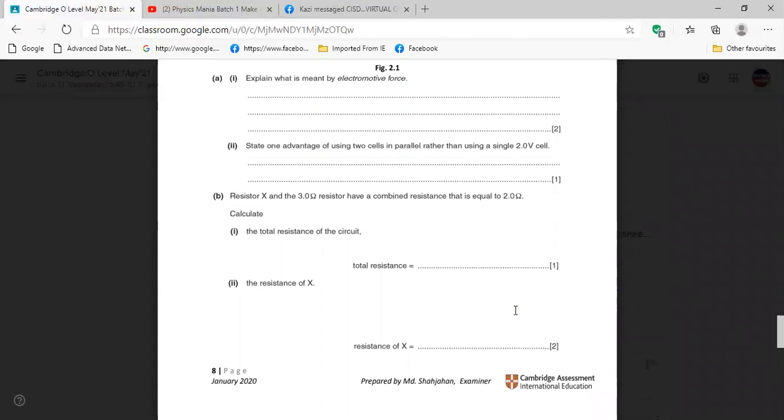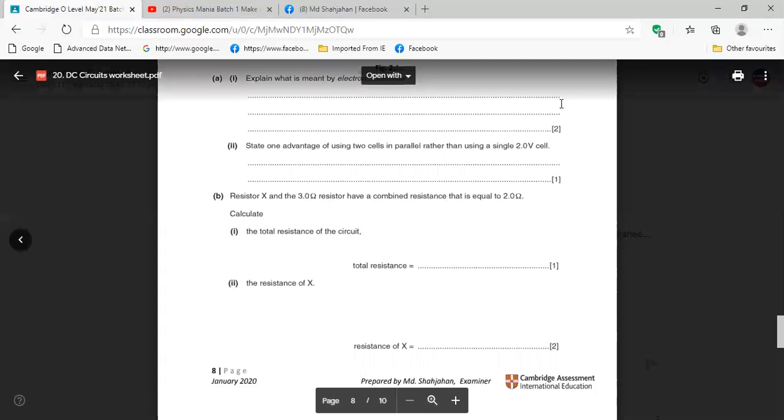Then next, the resistance of X. Sir, I couldn't do it. You write the RP formula. So it's like 1 by 3 plus 1 by X equals 2? You write here now. RP equals R1 multiplied by R2, divided by R1 plus R2. Right.